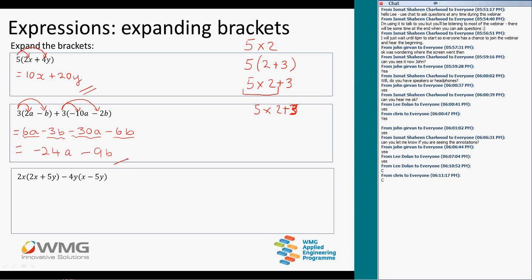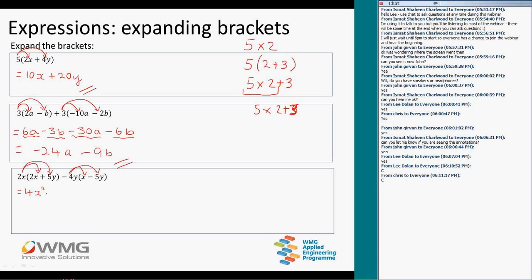This is similar, but with 2 extra little steps. So I've got a term outside which is not just a number term. It has to multiply with everything inside the bracket, and so does this one, just like before. Well, 4 and x is 4x squared, and x times 5y gives me 10xy.